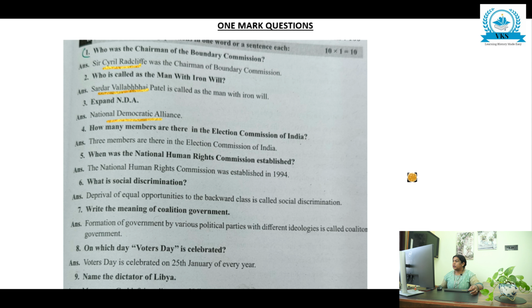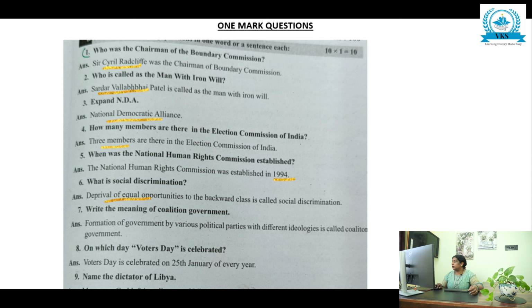How many members are there in the Election Commission of India? 3 members are there in the Election Commission of India. When was the National Human Rights Commission established? 1994. What is social discrimination? Deprival of equal opportunities to backward classes is called as social discrimination.